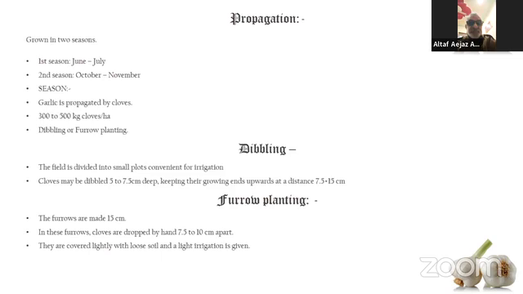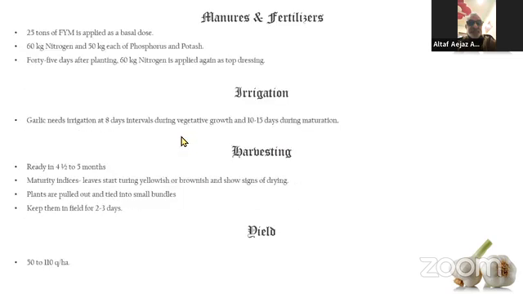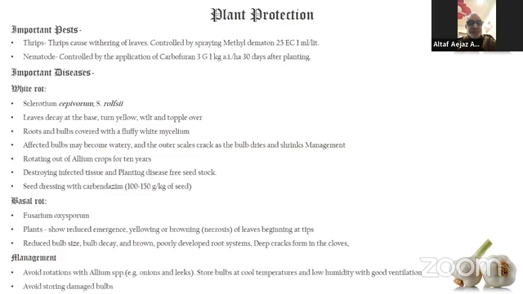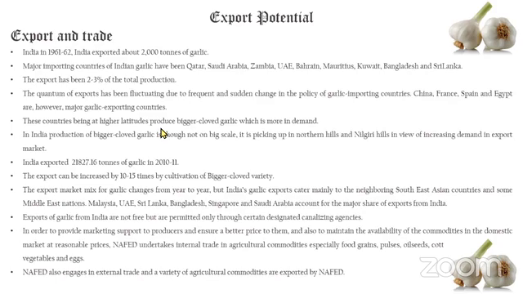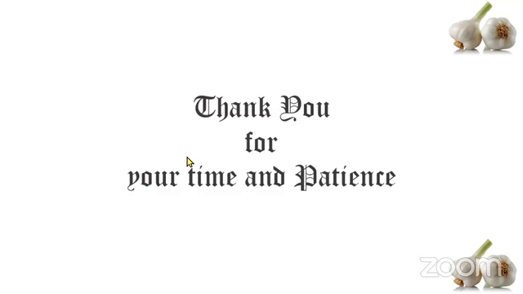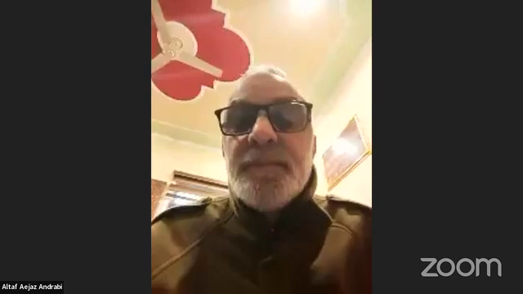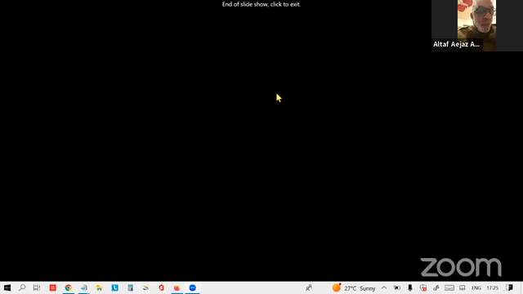What are the varieties which normally are being cultivated or promoted in India? Number one is Bhima Omkar. It was released in 2013.